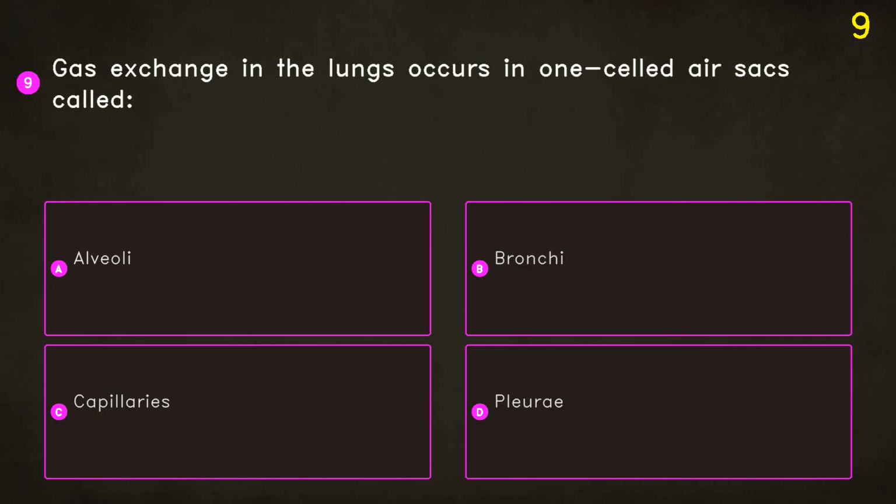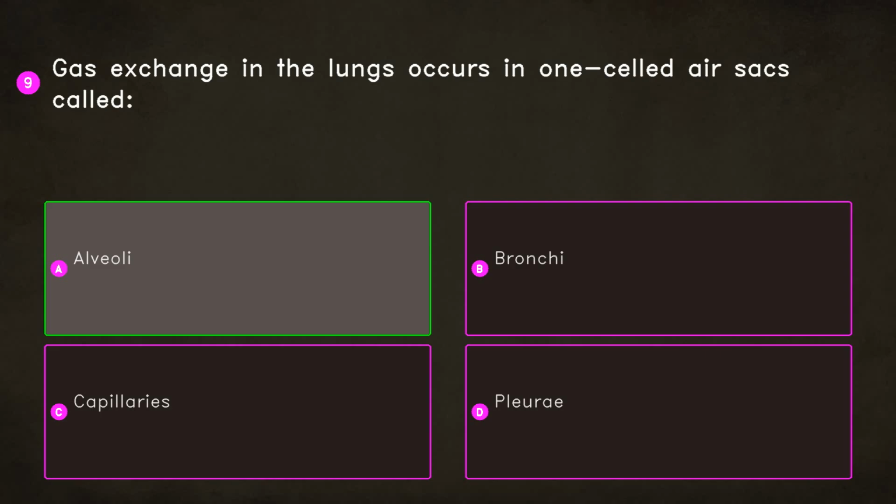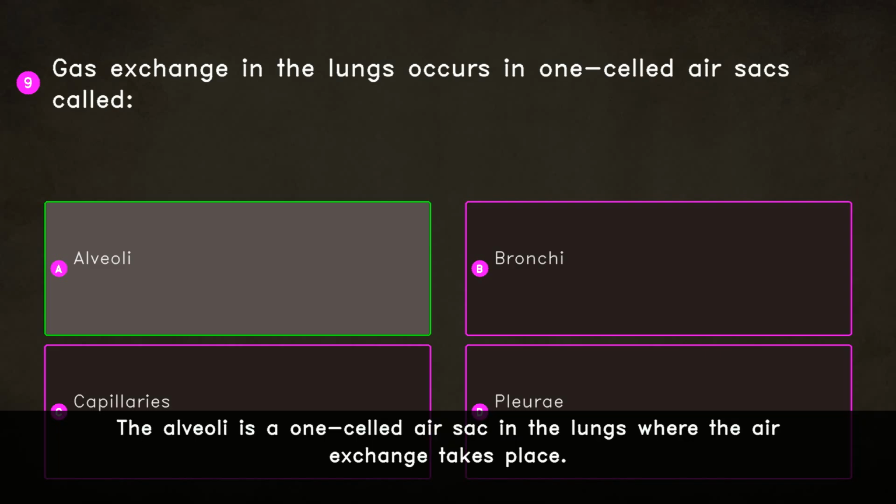Question 9. Gas exchange in the lungs occurs in one-celled air sacs called A. Alveoli. B. Bronchi. C. Capillaries. D. Pleurae. The correct answer is alveoli. The alveoli is a one-celled air sac in the lungs where the air exchange takes place.